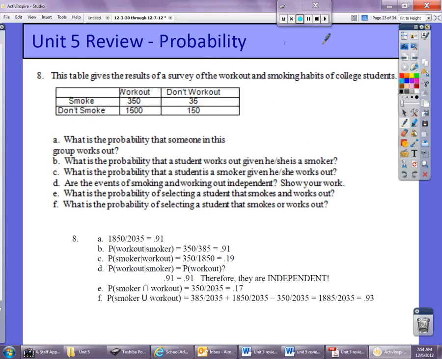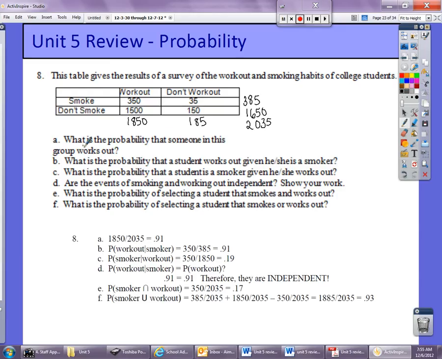Okay, for number 8, tables. The first thing you're going to want to do is to get all of your totals for your table. So 350 plus 35 this way is going to be 385. 1500 and 150 is going to be 1650. Then again, you add this way and this way. And then you want to total your entire table, which is 2035. Okay, so now you can answer your questions on probability.